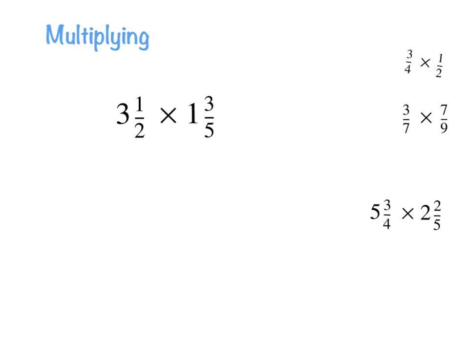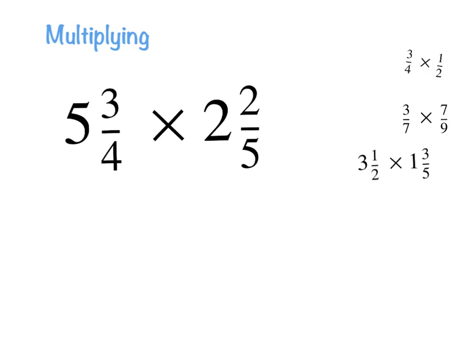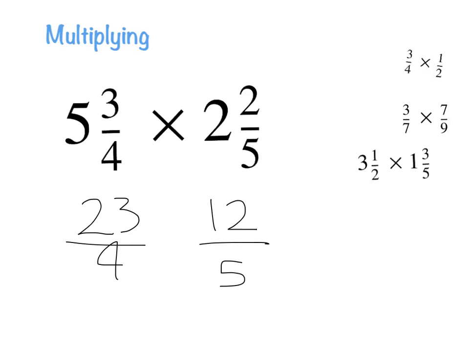Cool. Let's look at one more example just to be safe. Again, we'll try it here. So 5 multiplied by 4 is 20. 23 this becomes on 4. 5 multiplied by 2 is 10. 10 plus 2 is 12 on 5.